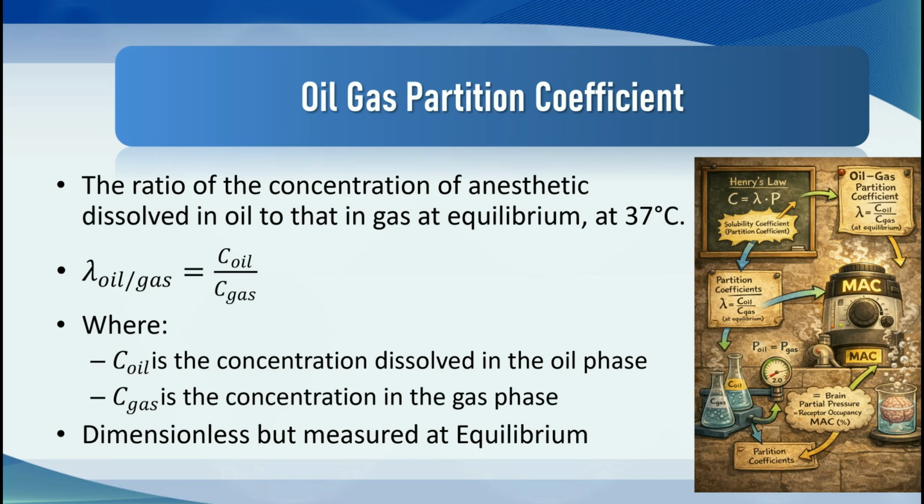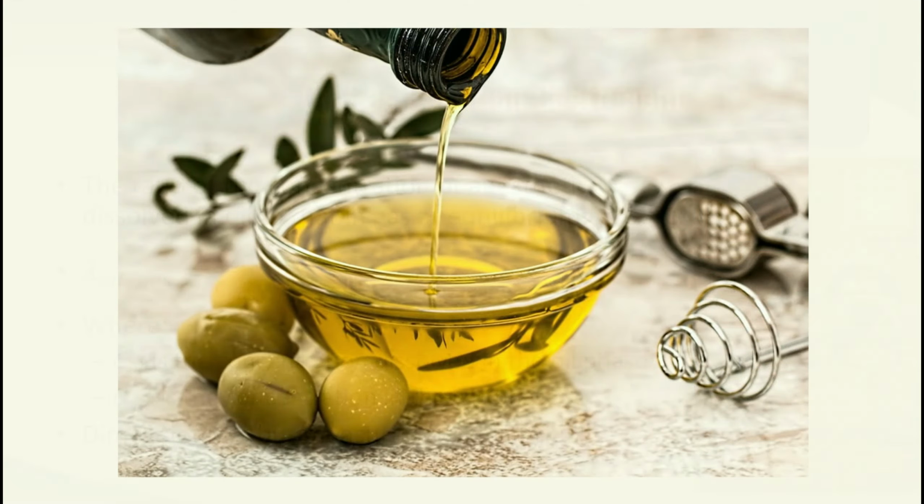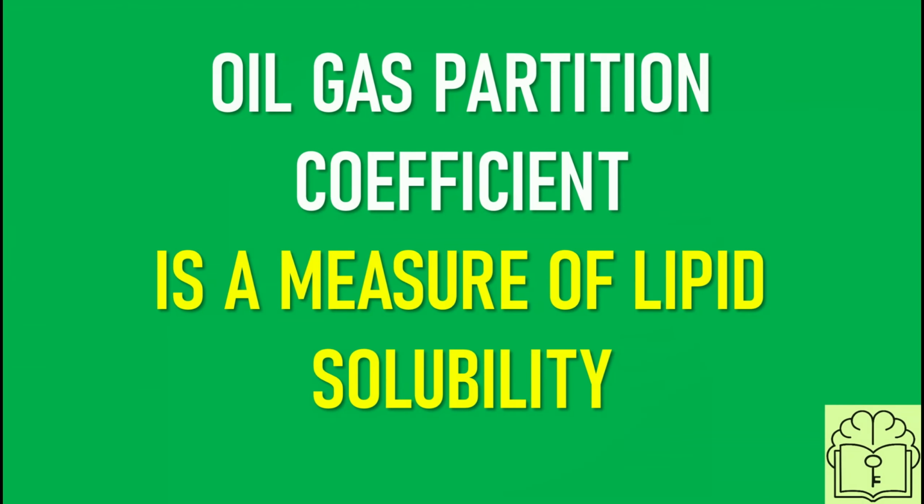The concentration is the amount of gas in the specific unit. That would typically be millimoles or moles per liter, keeping in mind that the partial pressures are at equilibrium, but the concentrations are not equal. So partition coefficients tell us how much dissolves in one phase versus the other phase when partial pressures are equal. It's also dimensionless. Originally, olive oil was used to measure the oil gas partition coefficient, but nowadays it's octanol. And the bottom line here is that oil gas partition coefficient is a measure of lipid solubility.